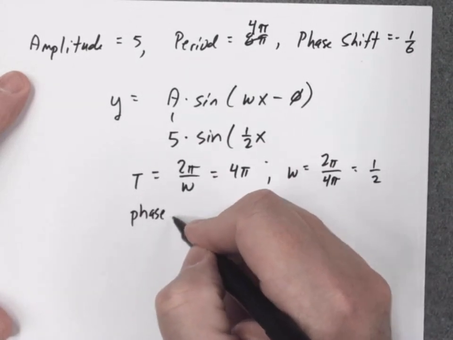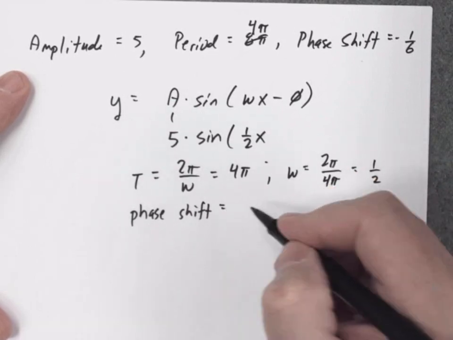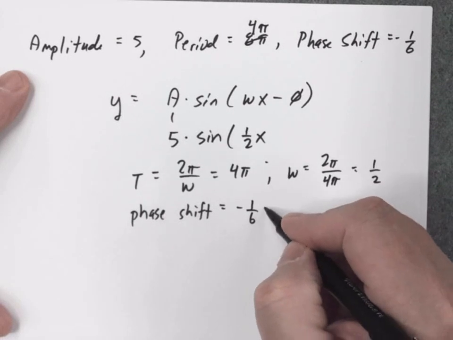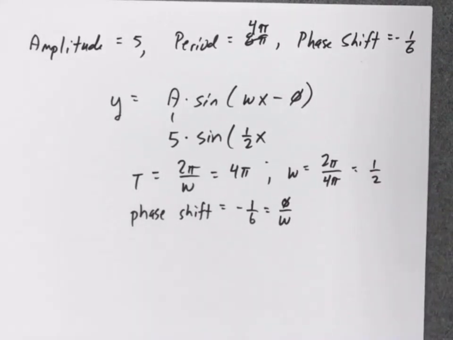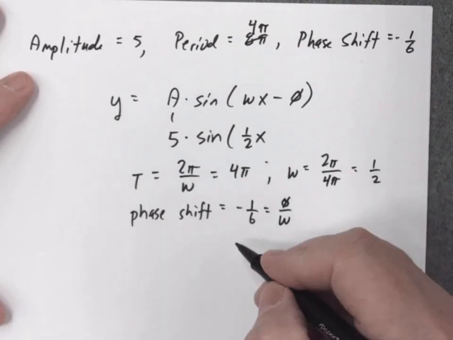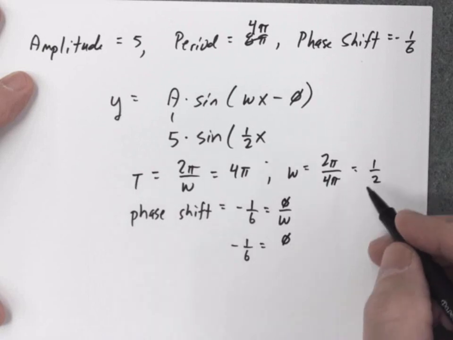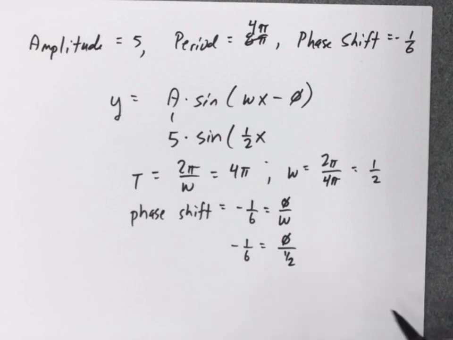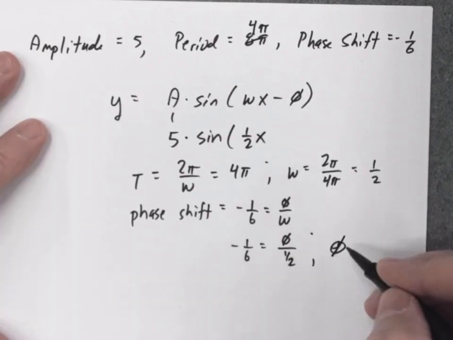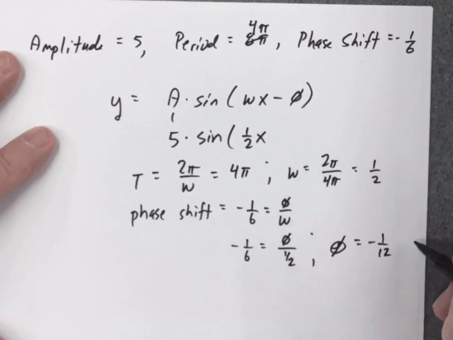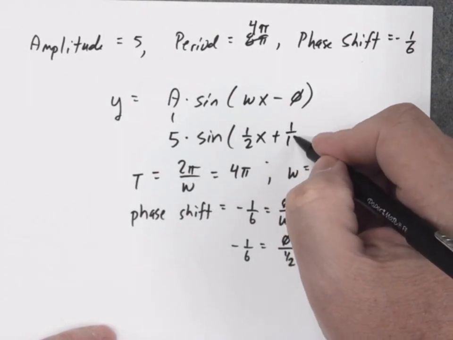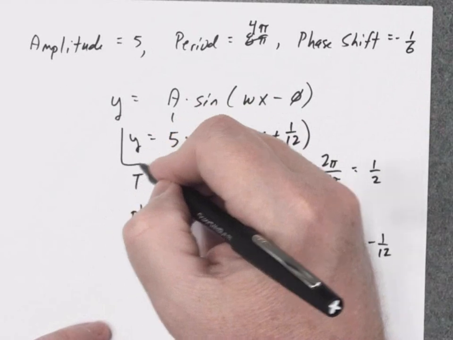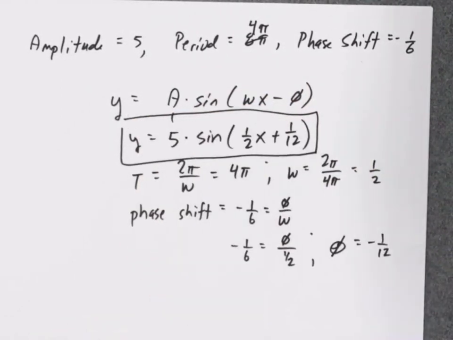We can determine phi if we know the phase shift. Phase shift is negative 1/6, which is going to equal phi over omega. I already know omega. Omega is 1/2. So if we multiply both sides by 1/2, you should get phi equals negative 1/12. So if I subtract a negative 1/12, that's the same thing as adding. All right, not too difficult.